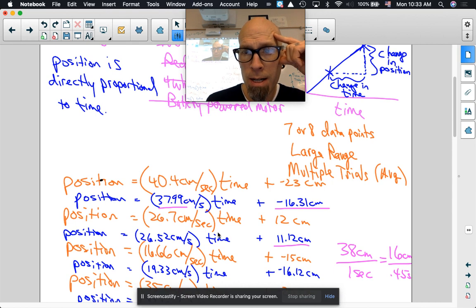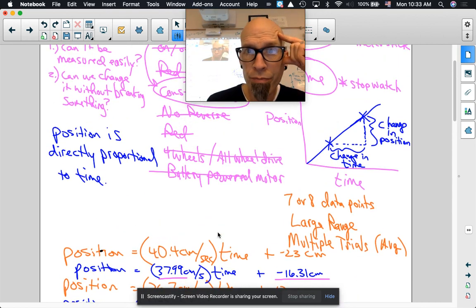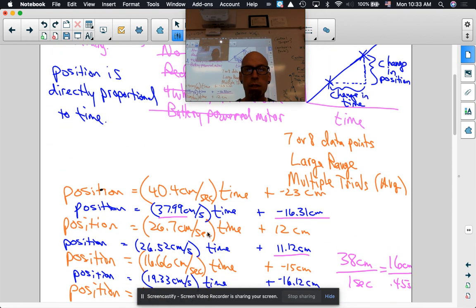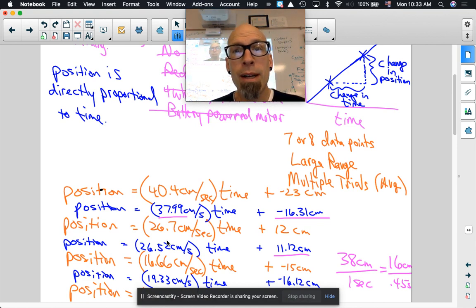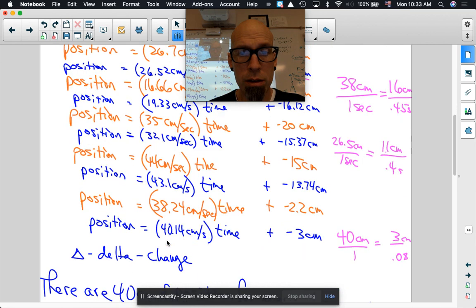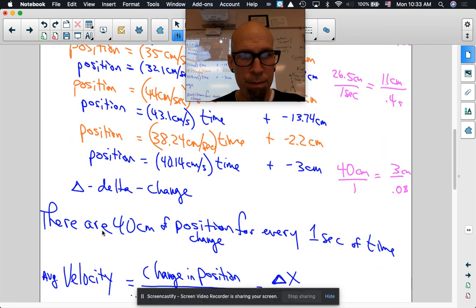Let's see. Then we started talking about what does this slope mean? Okay. And remember, when we are trying to figure out the meaning of the slope, we pretty much write out a sentence. And the sentence that we wrote out looked like this. There are 40 centimeters of position change for every 1 second of time.